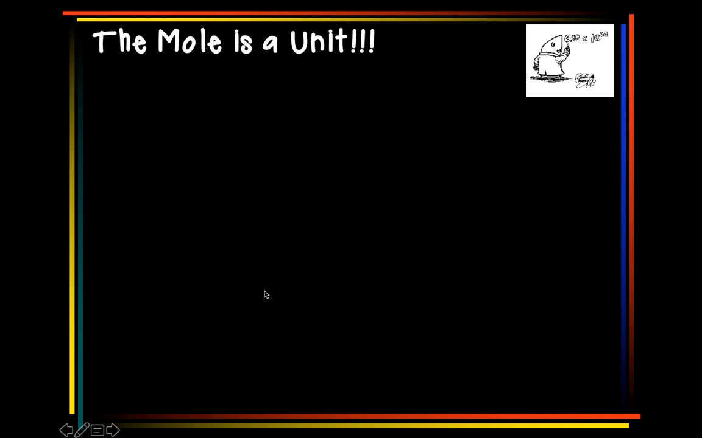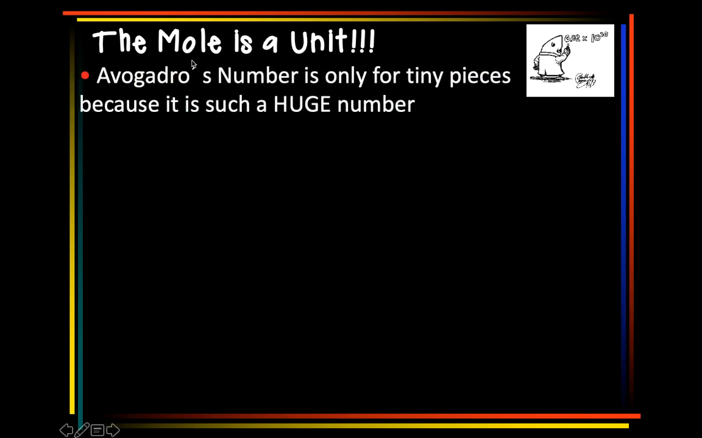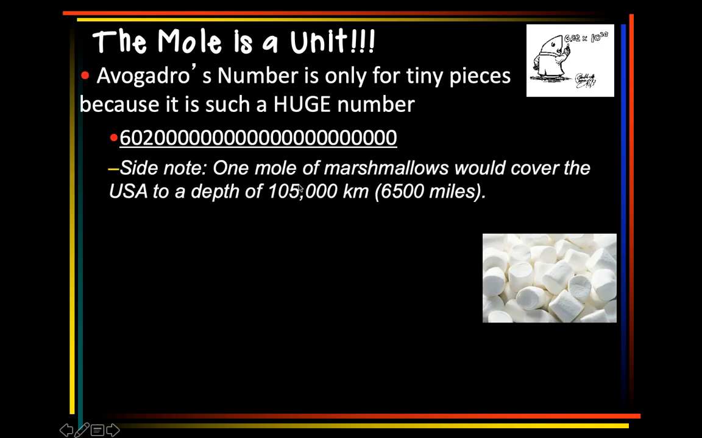Okay, so then how does this fit into what we've been learning other than the fact that the word mole is in there? Well, Avogadro's number is only used for teeny tiny pieces because it is a huge number. This is what it would look like. If you were to write out Avogadro's number, this is what it looks like. It's huge.